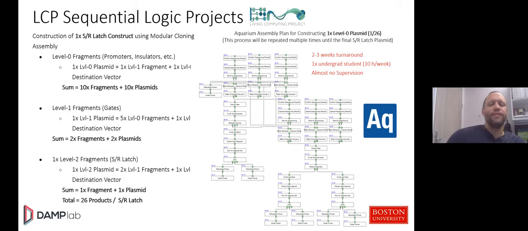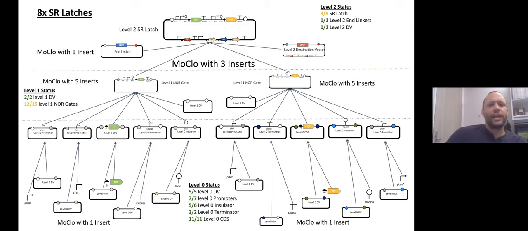That's the vision. So again, we've captured this process of doing level zero, level one, and then putting multiple level one fragments together to make the SR latch with a series of Aquarium protocols that we can execute with that McDonald's-esque assembly line. So we're doing that. And then work that Elijah, one of the experimental technicians that I mentioned, is doing is building up a very large library of these SR latches, going from making a single one to making many of them. And then these become fragments and parts that the computational tools can use to design circuits.